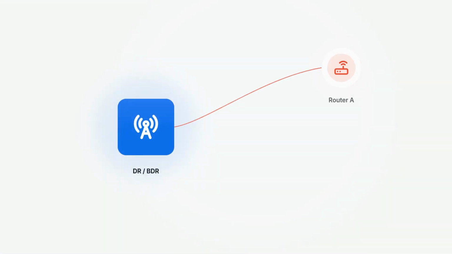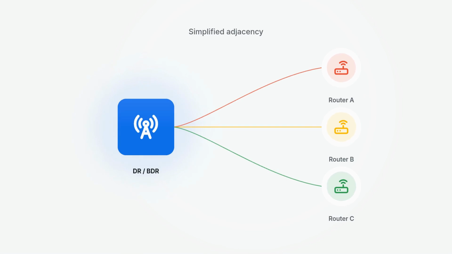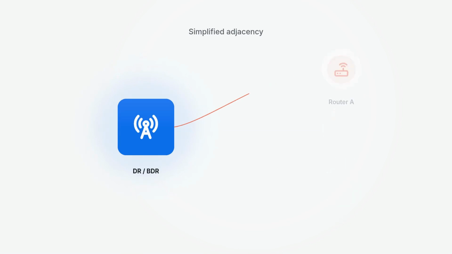Visually, this is the difference. Full mesh means everyone peers with everyone. DR and BDR turn that into a much cleaner hub and spoke pattern.